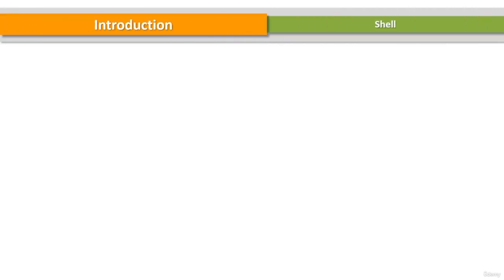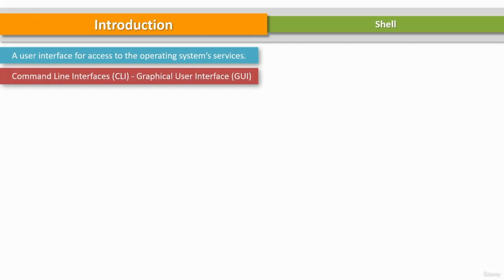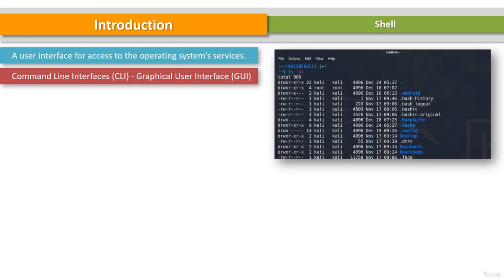Now, a shell is a user interface for access to an operating system's services. So, in other words, if the user wants the operating system to do something, they will then use a shell for this purpose. It's a command language interpreter that executes commands read from input devices such as keyboards or even from files. So, in general, operating system shells use either a command line interface, CLI, or graphical user interface, GUI.